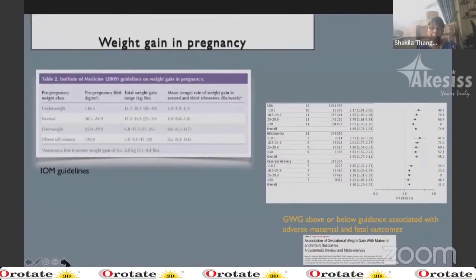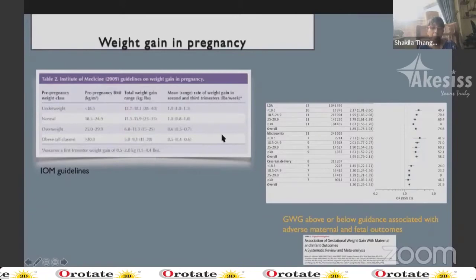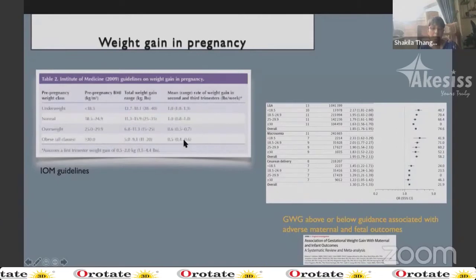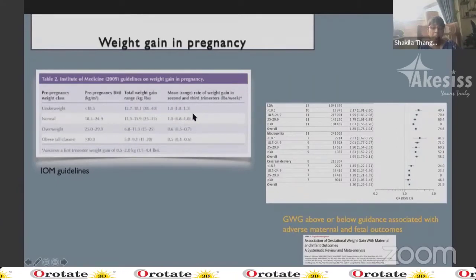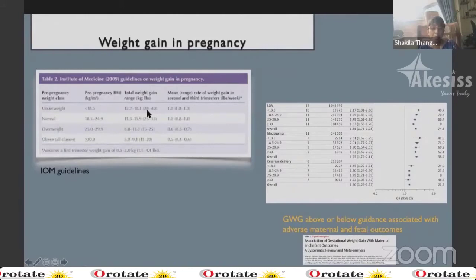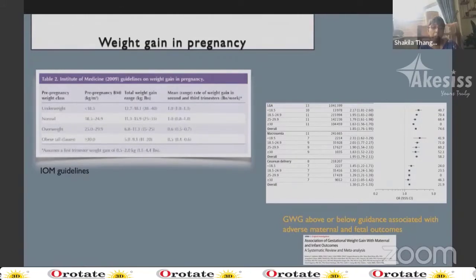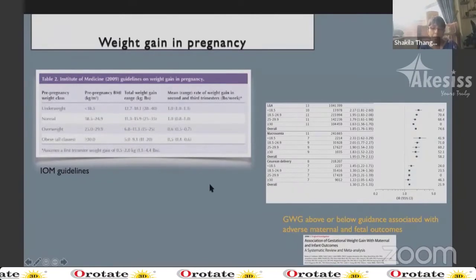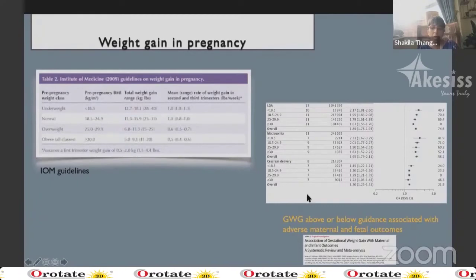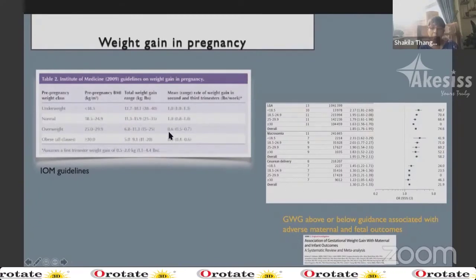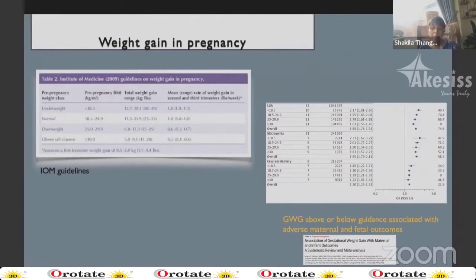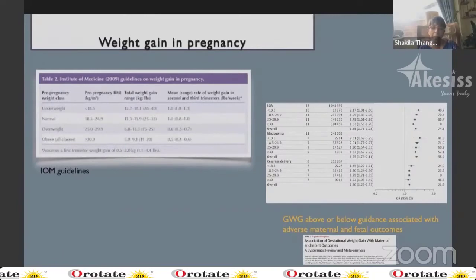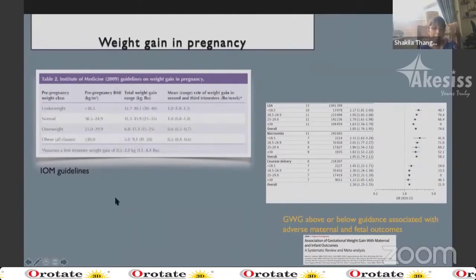So moving on to weight gain in pregnancy, we know there is Institute of Medicine guidance in the US, which is what we currently have globally, which has recommended a certain amount of weight gain for women according to the different BMI when they enter pregnancy. And what we also found was this seems to be the optimal weight gain. Gestational weight gain above or below the guidance seems to be associated with adverse maternal outcomes. So we have a broad idea of the recommended weight gain in pregnancy.